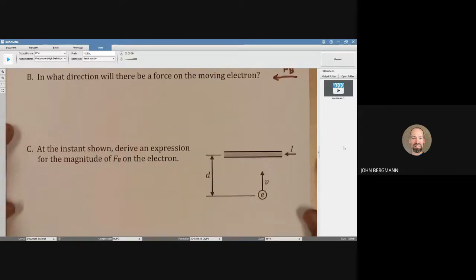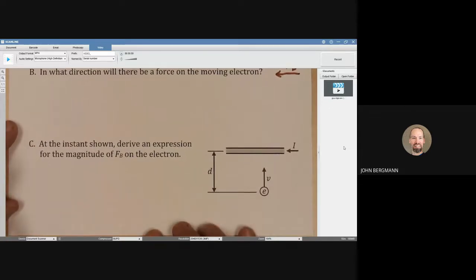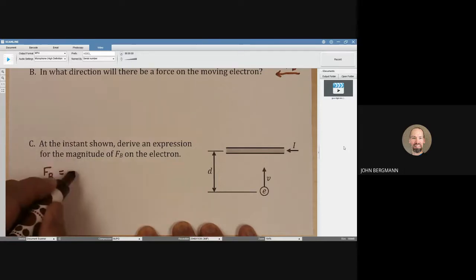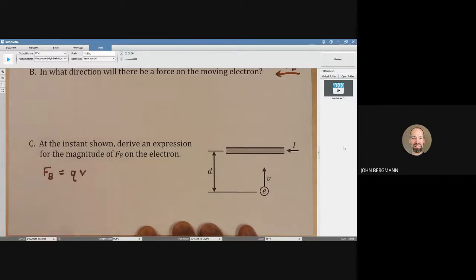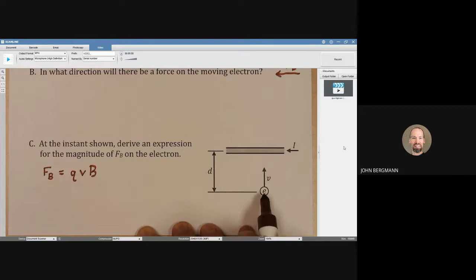At the instant shown, let's derive an expression for the magnitude of the magnetic force on the electron. Let's start with the definition of magnetic force. Everything is perpendicular here, so that's very nice. The magnetic force on a moving charge is equal to the charge times V cross B. But again, since the velocity of this charge and the magnetic field direction are at right angles, we don't have to worry too much about the cross product.